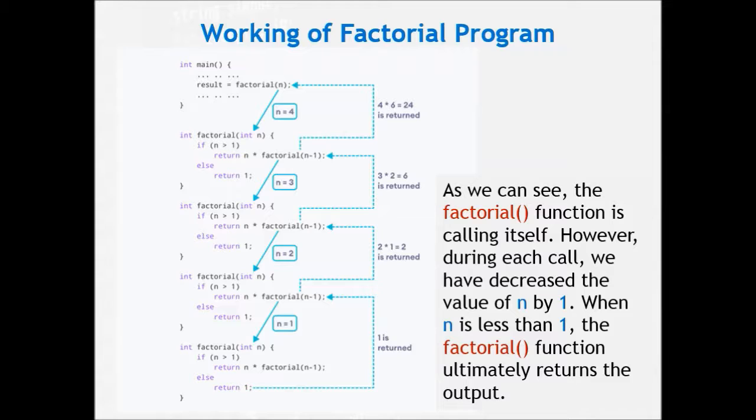So as we see, the factorial function calls itself. However, during each call we have decreased the value of n by 1. When n is less than 1, the factorial function ultimately returns the output.